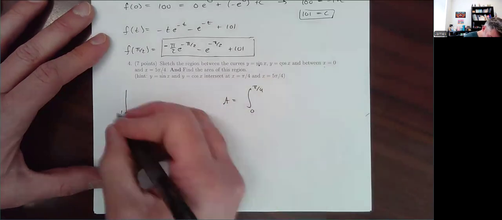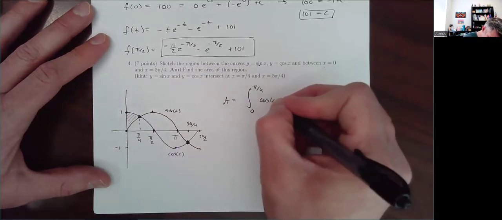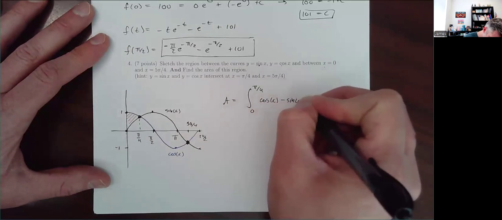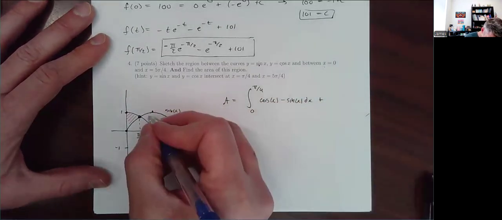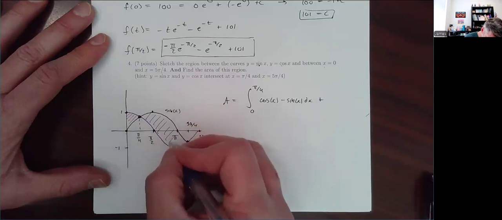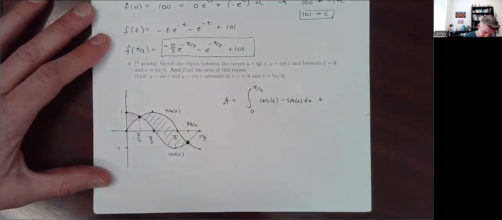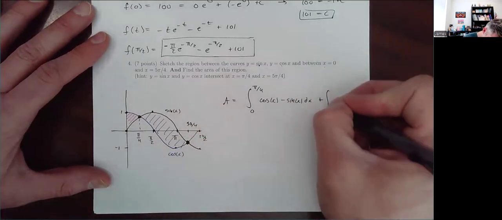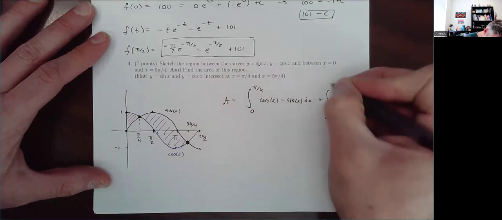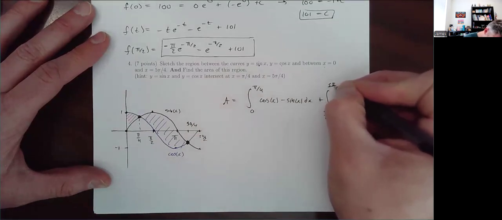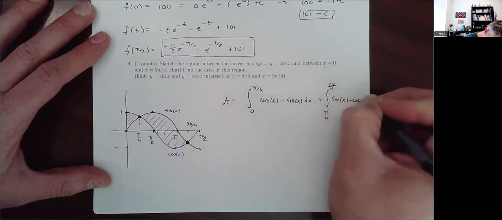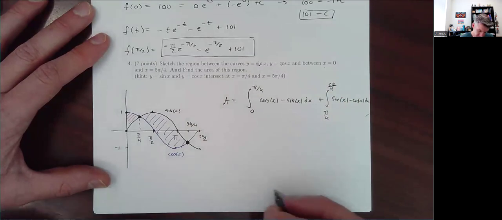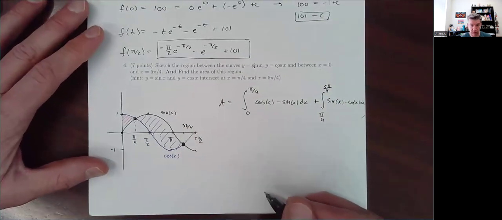They told us that's where it intersected. Of the top function minus the bottom function, so cosine x minus sine x, plus all this other area here, which is going to be the integral from pi over 4 to 5 pi over 4 of the top function minus the bottom function, which is going to switch. It's going to be sine minus cosine. That's it. Then we find the area.